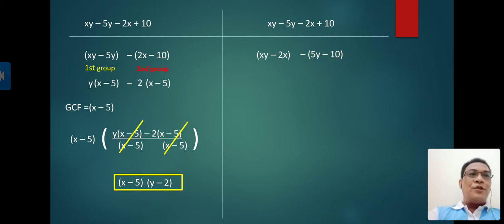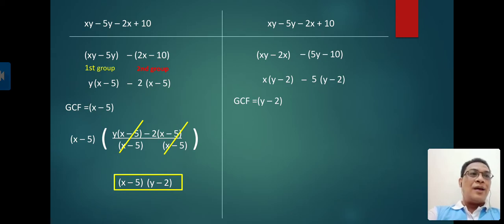Okay, on your first group, x is common. So if I divide x from your first group, we will have y minus 2. Then minus 5, which is common to 5y and minus 10. If we divide 5 from your second group, it will lead us to y minus 2. Hence, the GCF is y minus 2.